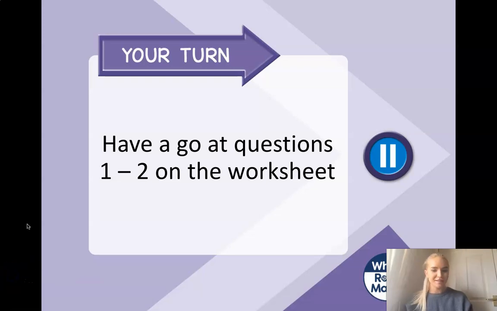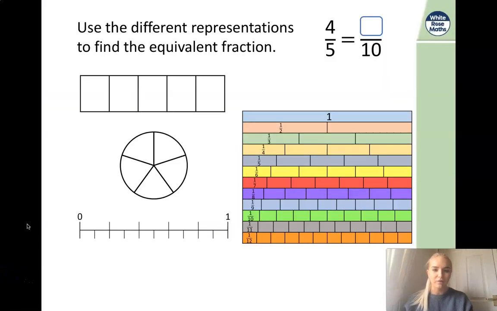Okay, so we've been using different methods to work out how to find equivalent fractions so far. Now we've been looking at the bar model, so cutting the bar into different sections. We've done this by looking at shapes as well, cutting the shapes into different sections. We've also used the number line and we used the fractions wall. Now I want to find the equivalent fraction to 4/5.